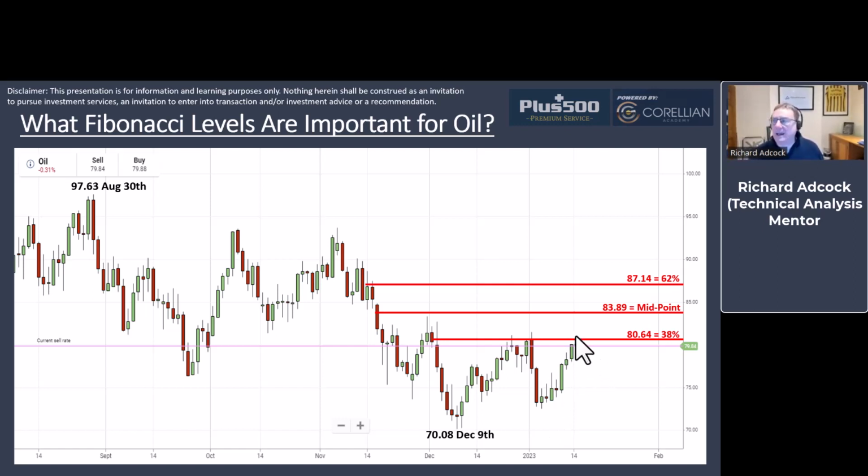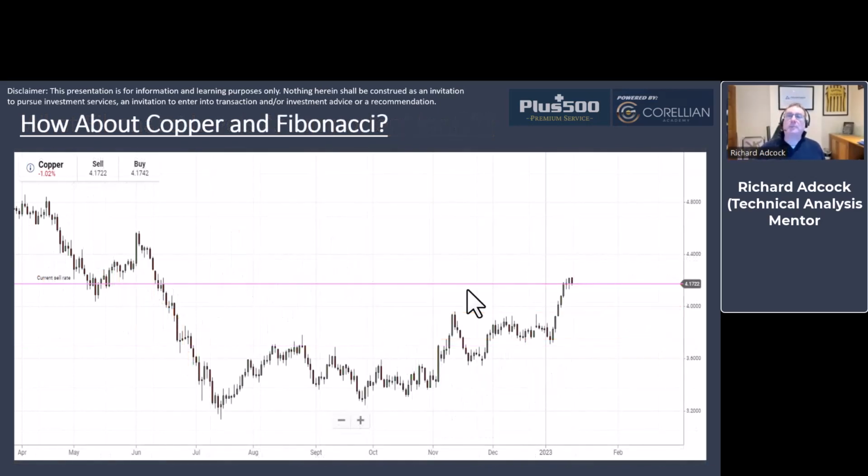And actually what has happened this week is that the market is now attempting to close above this first retracement, which is reflecting more positive themes for oil and the potential for a more extended move higher. And we can then use Fibonacci retracements to gauge where the next resistance levels are. So oil looks to be breaking through its first retracement level. What about copper and Fibonacci retracements?